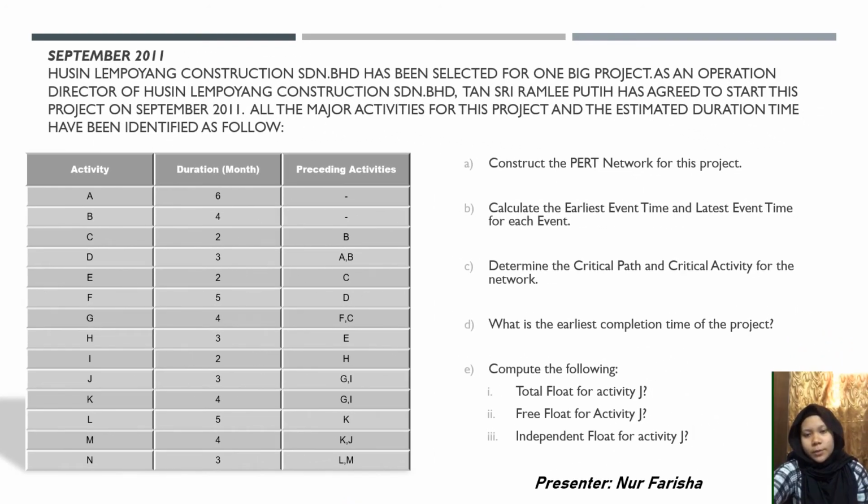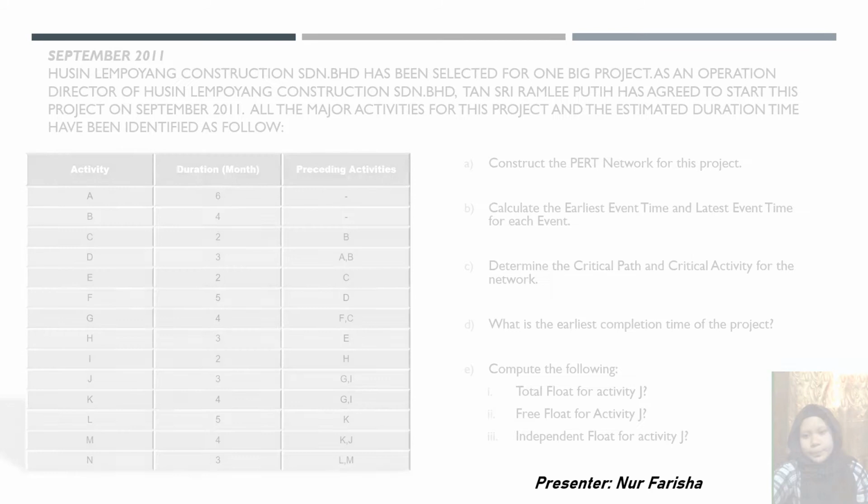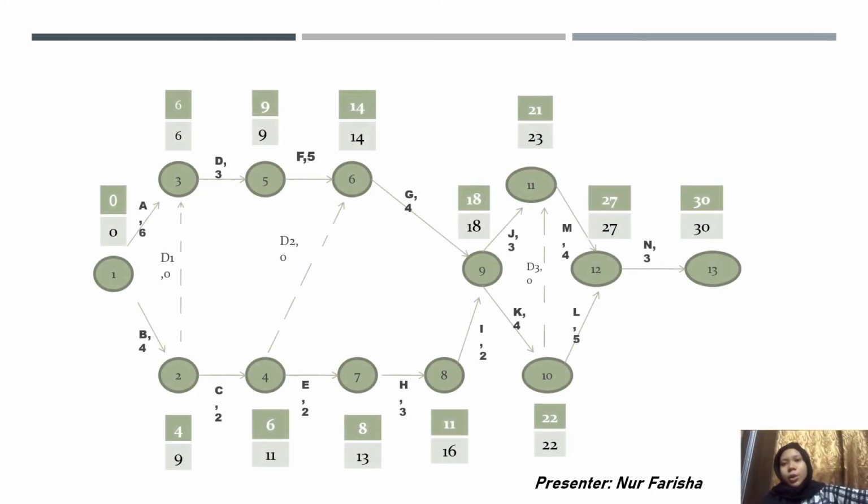As we can see from this slide, for past year September 2011, the question is Hussein Lempoyan Construction Sdn has been selected for a project. As the operation director of Hussein Lempoyan Construction Sdn, Tan Sri Ramli Puteh has agreed to start this project in September 2011. All the major activities for this project and the estimated duration and time have been identified as follows. So I will explain questions A and B.